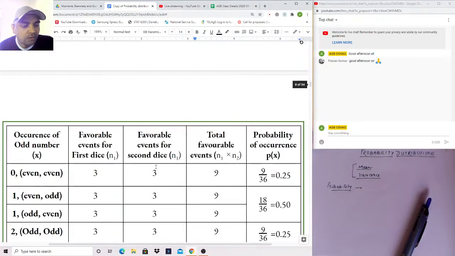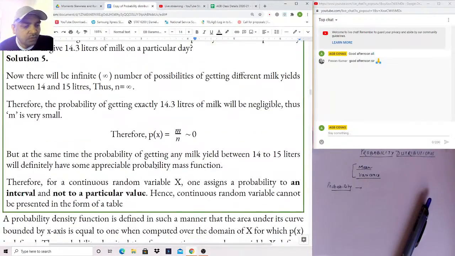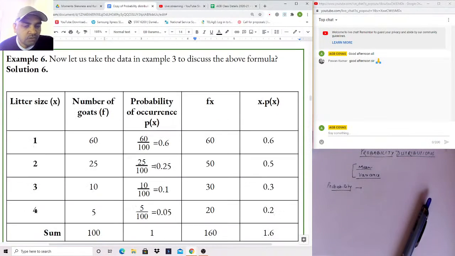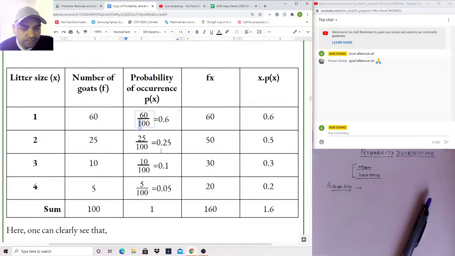Now we will be calculating the mean of this data. We have already calculated up to this, and I will try to compare this with your earlier formula. When we were calculating the mean in the first chapter, that is measures of central tendency, we would multiply this frequency with this value, that is fx. So 60 into 1 is 60, 25 into 2 is 50, 10 into 3 is 30, and 5 into 4 is 20.